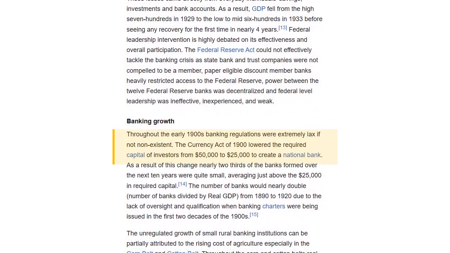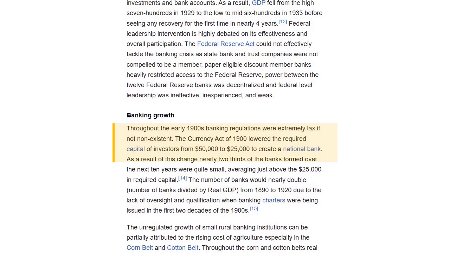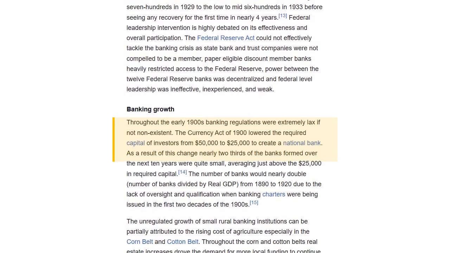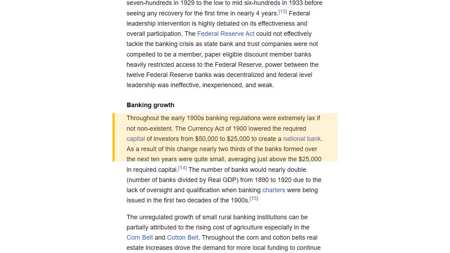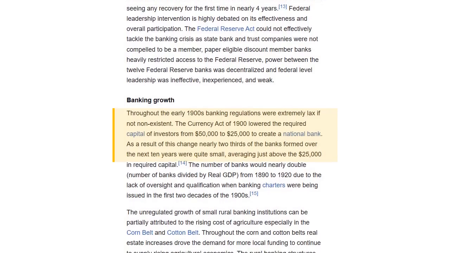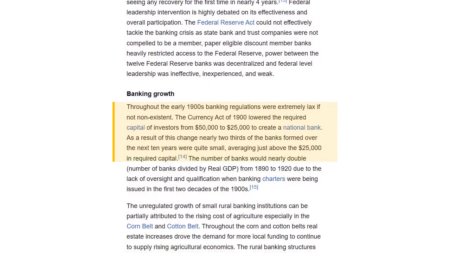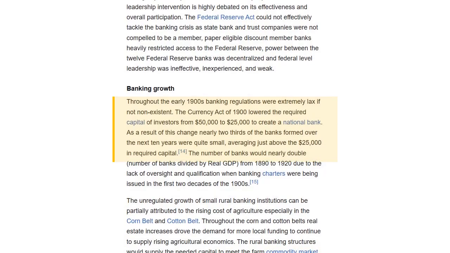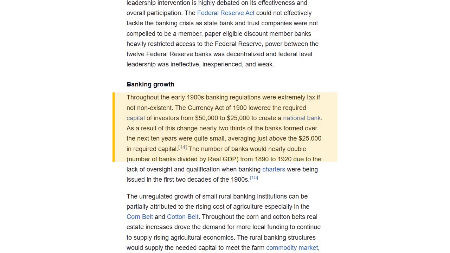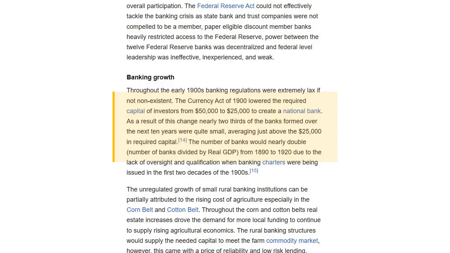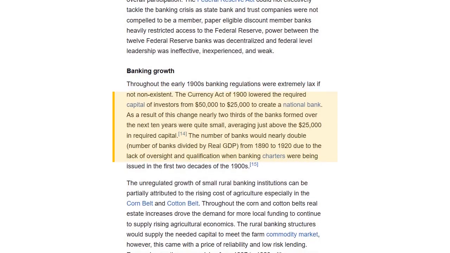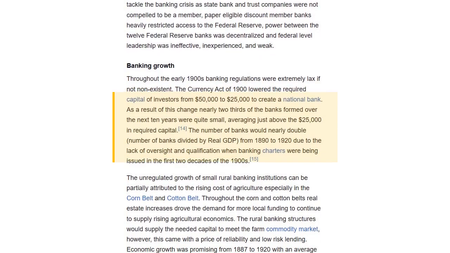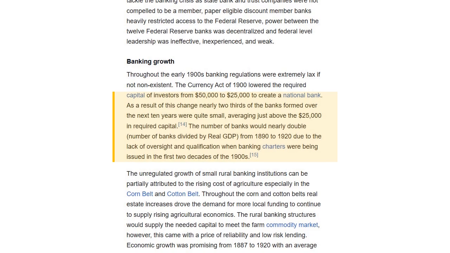Banking growth. Throughout the early 1900s, banking regulations were extremely lax, if not non-existent. The Currency Act of 1900 lowered the required capital of investors from $50,000 to $25,000 to create a national bank. As a result of this change, nearly 2/3 of the banks formed over the next 10 years were quite small, averaging just above the $25,000 in required capital.